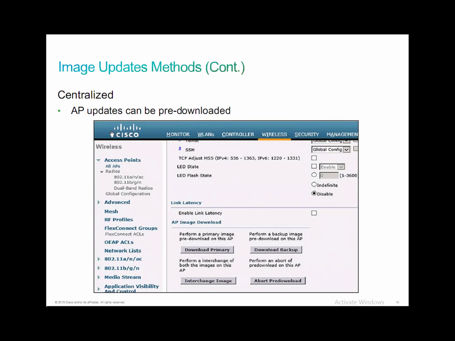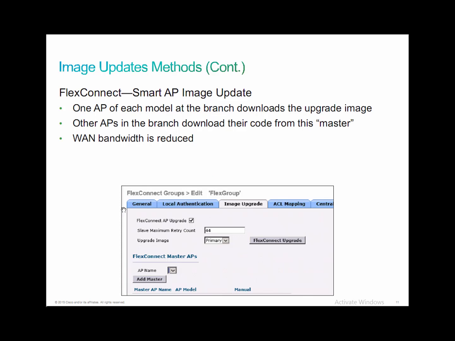If none of these conditions exist, the access point sends an image data request to the controller, downloads that latest image, reloads, and joins the controller. So you don't have to go and prime all of the APs with their new image. The APs will actually go and download the image from the controller itself. This is optionally available under wireless. You can see AP image download and manage the AP images from that perspective.